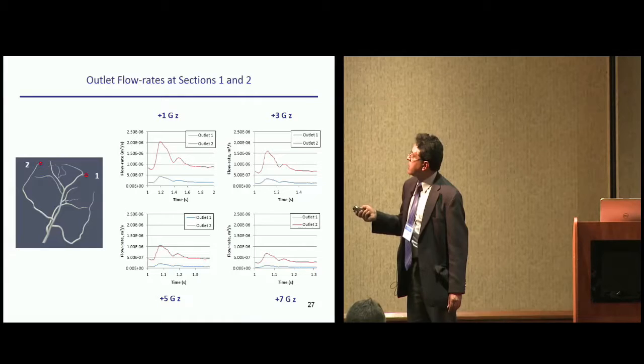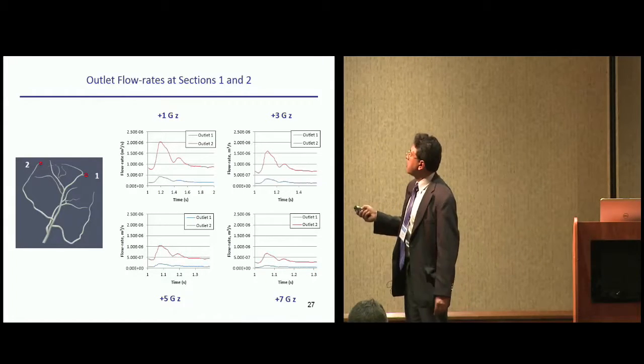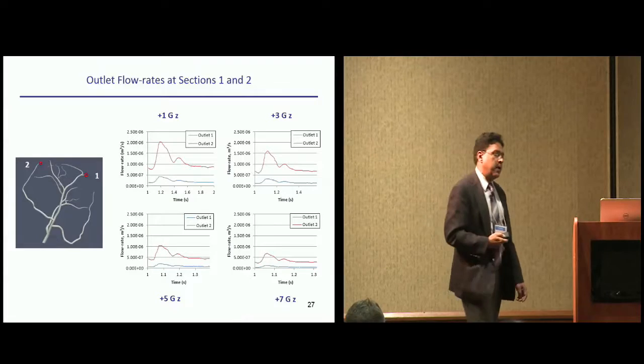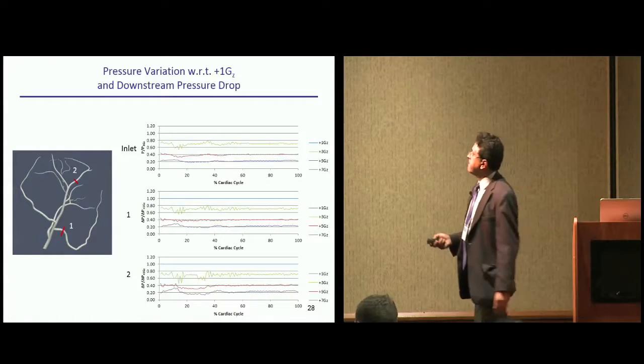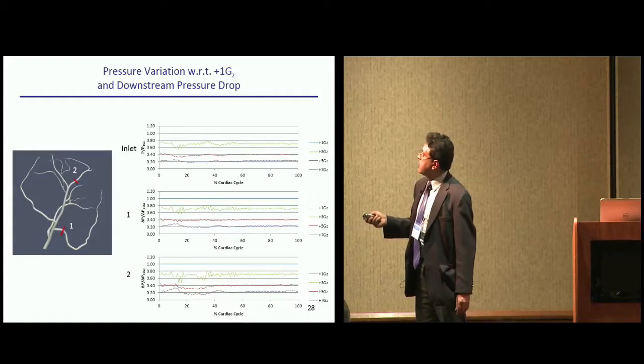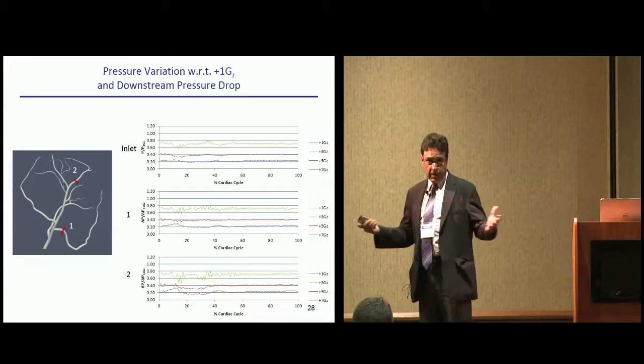And at 1G, this is the flow rate. When it goes to 3G or 5G, the flow rate has reduced to half. If it is 3G, which you feel on the roller coaster, the flow of blood to your brain has reduced by 25%. Here is the pressure profile. At these two sections, we are looking at the pressure profile at 1G, which is normalized with respect to 1G under normal conditions.